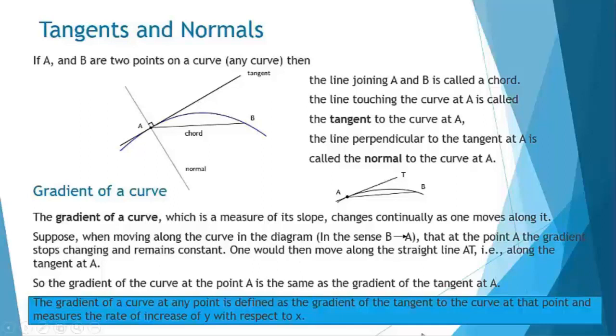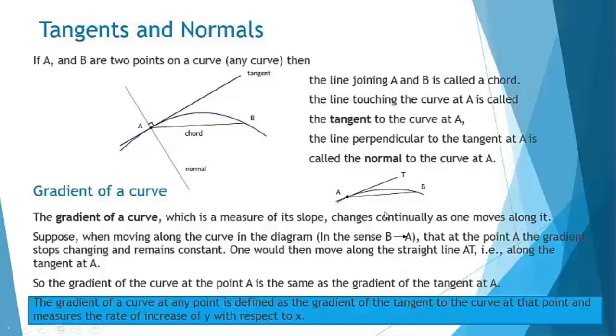Gradient of a curve. The gradient of a curve, which is a measure of its slope, changes continually as one moves along it. Suppose when moving along the curve in the diagram, in the sense B tends to A, that at the point A, the gradient stops changing and remains constant. One would then move along the straight line AT, that is along the tangent to the curve.